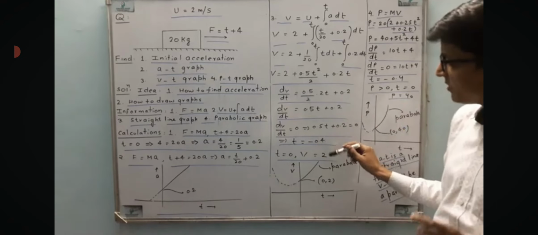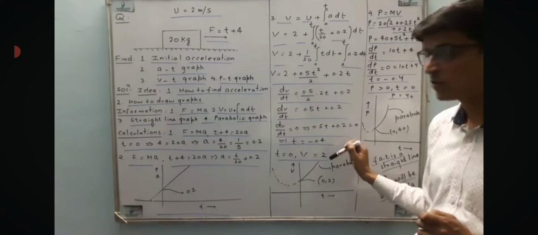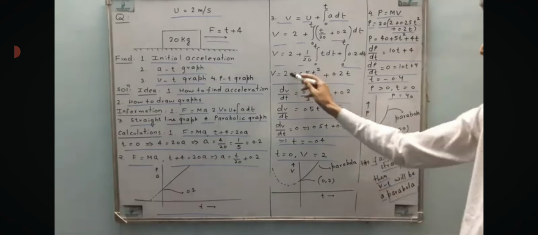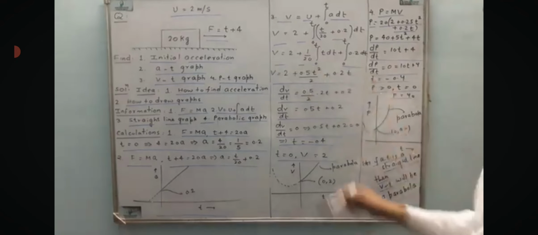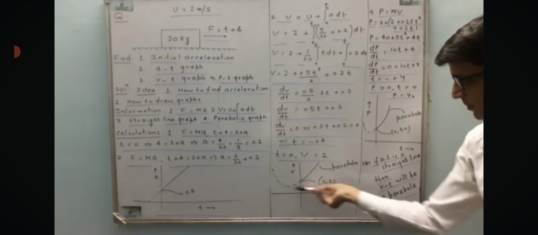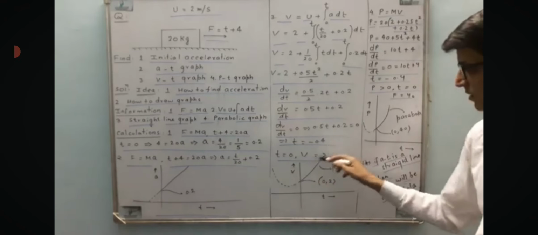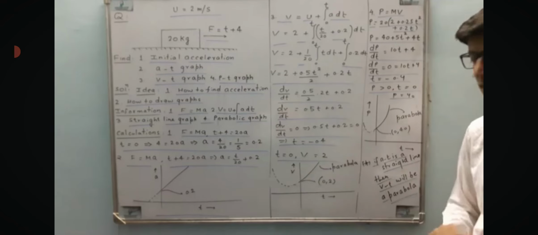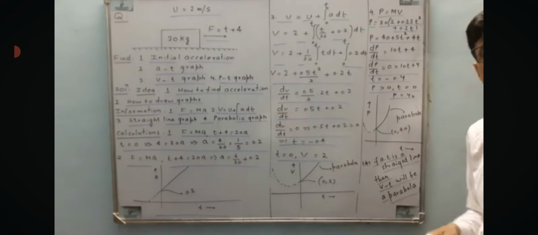Obviously the vertex will be at t is minus 0.4 and the value of v will be positive because here it is 2. So if you calculate, v will be positive. So the parabola will be like this, and at t is equal to 0, v is equal to 2. So we can draw the graph. Again I have drawn the dotted graph because time is not negative.